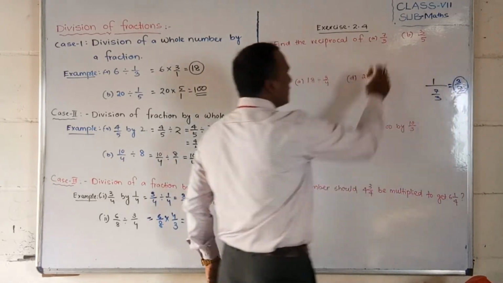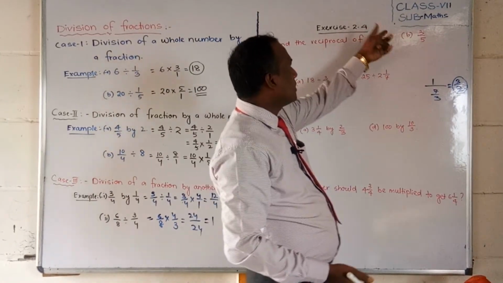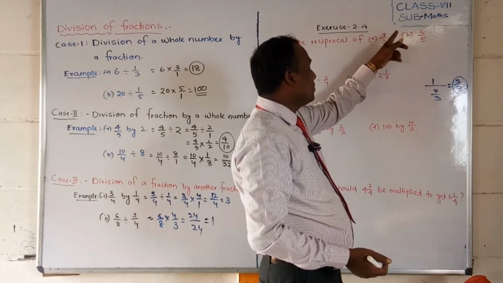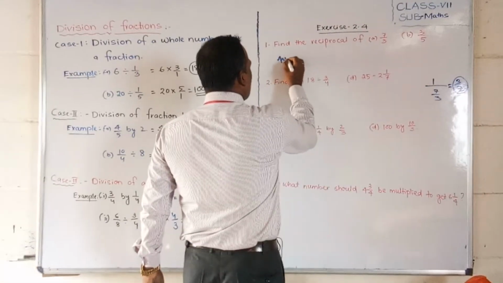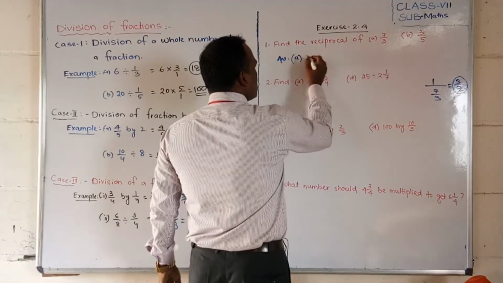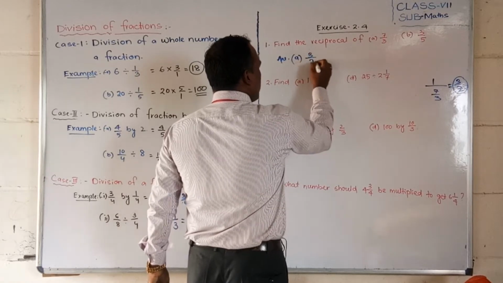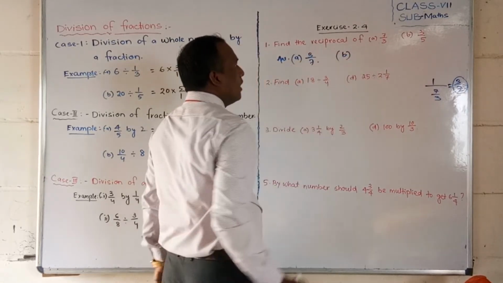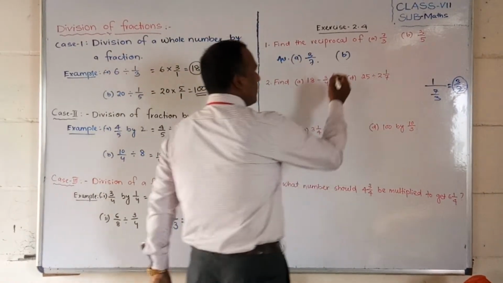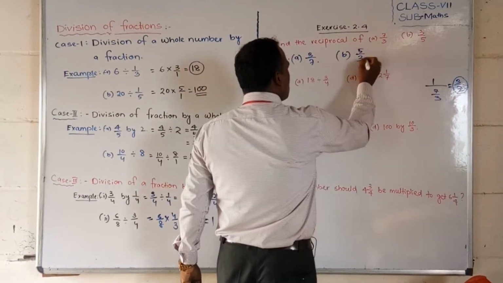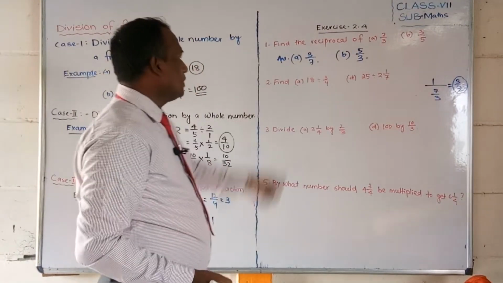So shortly you can say that the numerator will change into the denominator and the denominator will change into the numerator. So the answer of A is 3 by 7. And what is the answer of B? What is the reciprocal of 3 by 5? It will change to 5 by 3. Okay.